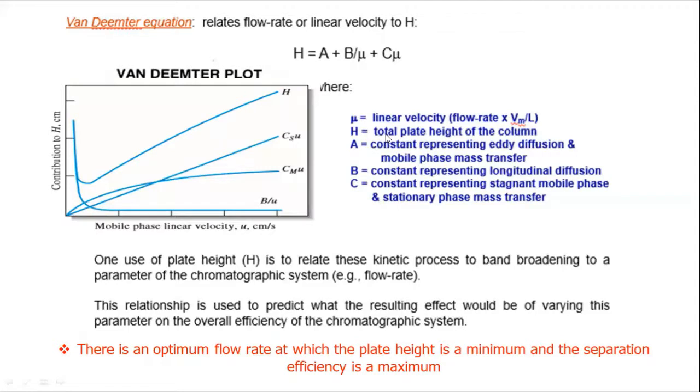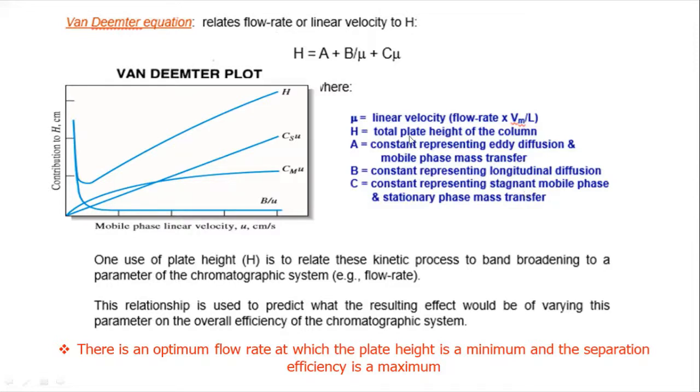So here is the Van Deemter equation. It relates the flow rate or linear velocity to H, where H is equal to A plus B over u plus C u, where u is the linear velocity or the flow rate times Vm over L. H is the total plate height of the column. A is the constant representing eddy diffusion and mobile phase mass transfer. B is the constant representing longitudinal diffusion, and C is the constant representing stagnant mobile phase and stationary phase mass transfer.